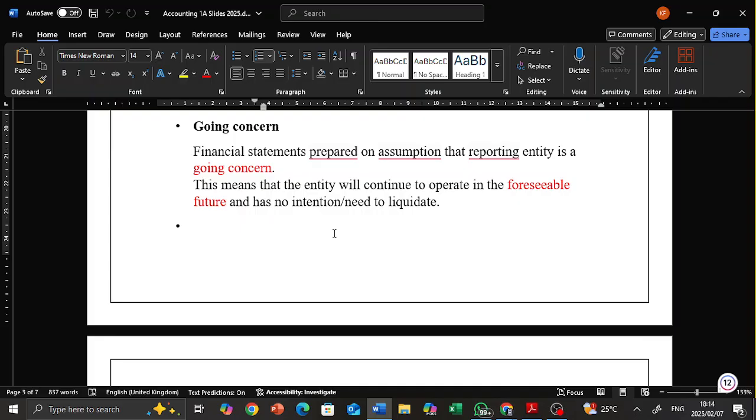So, going concern basically means that we create our general purpose financial reports on the assumption that the reporting entity is a going concern, meaning that this entity has the intention to operate for the foreseeable future. Does that make sense, guys? Is that perfect? And if you're not a going concern, it means that you do not have an intention to operate in the foreseeable future, maybe because you have not paid off all your debts.